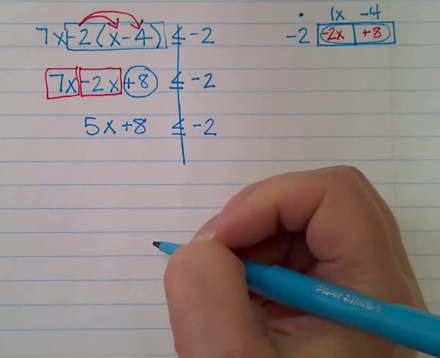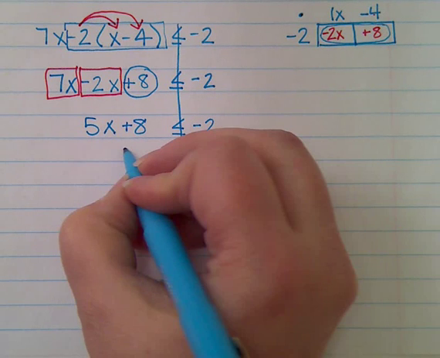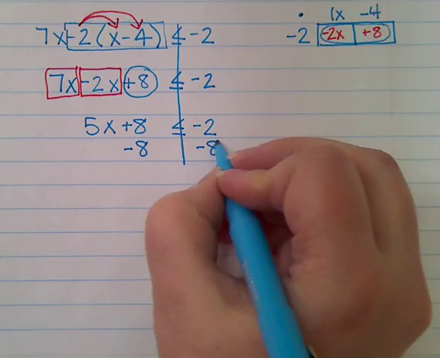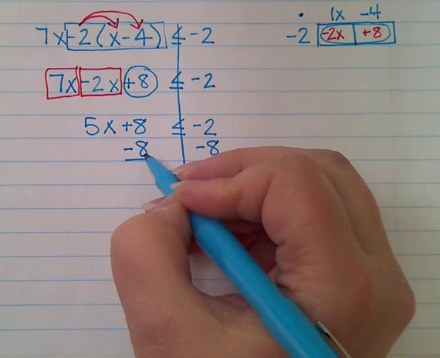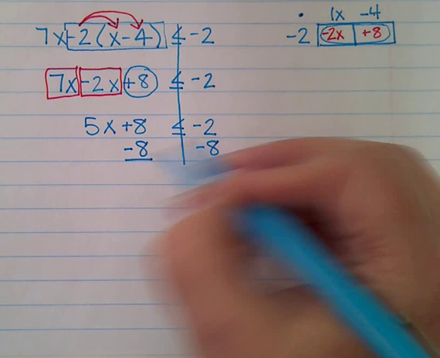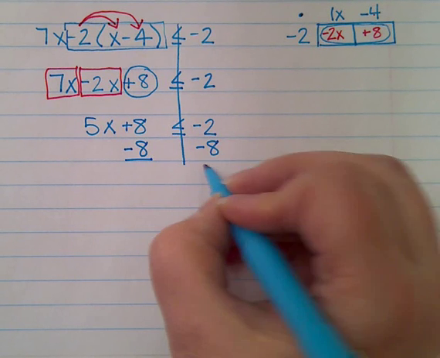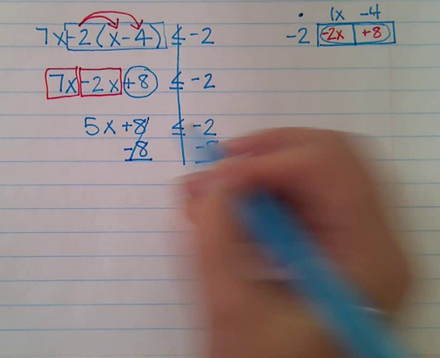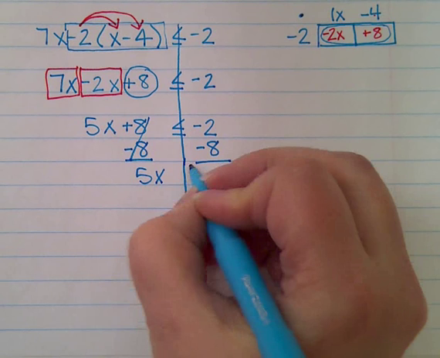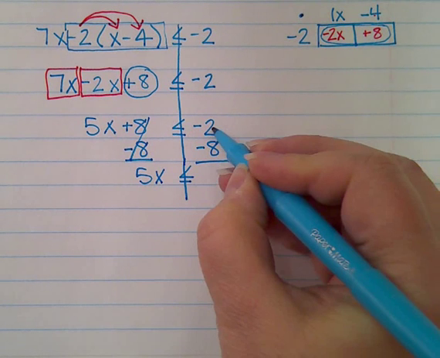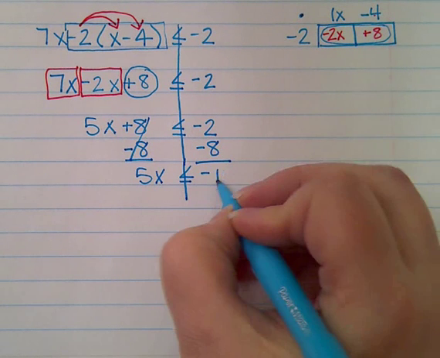Next step is to move things. I'm going to subtract this 8 from both sides. Notice the 8 is a constant. There is no variable with him. The -2 is also a constant. These are also like terms, so I can combine them. Those equal 0, so they cancel out, leaving me with the 5x less than or equal to, -2 plus a -8 is a -10.